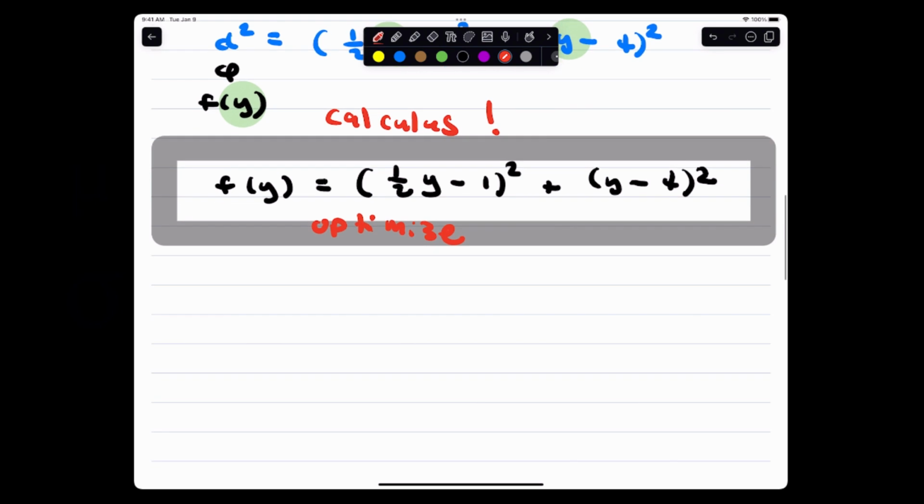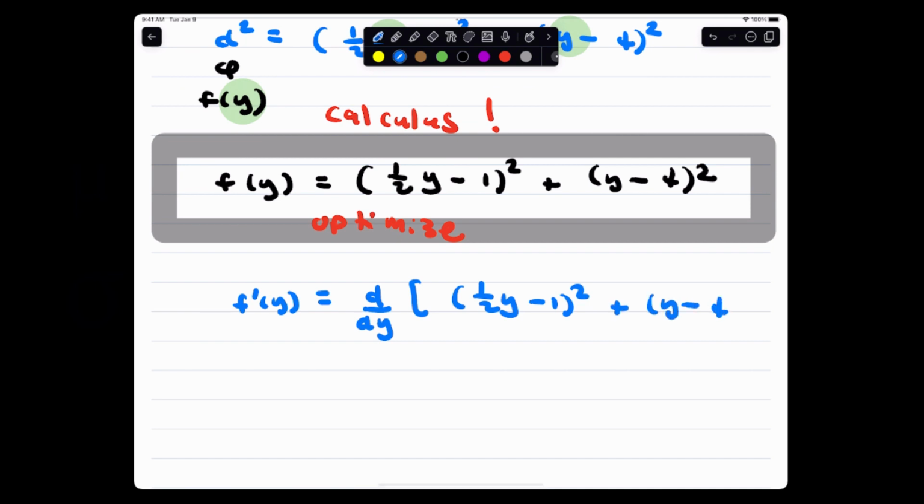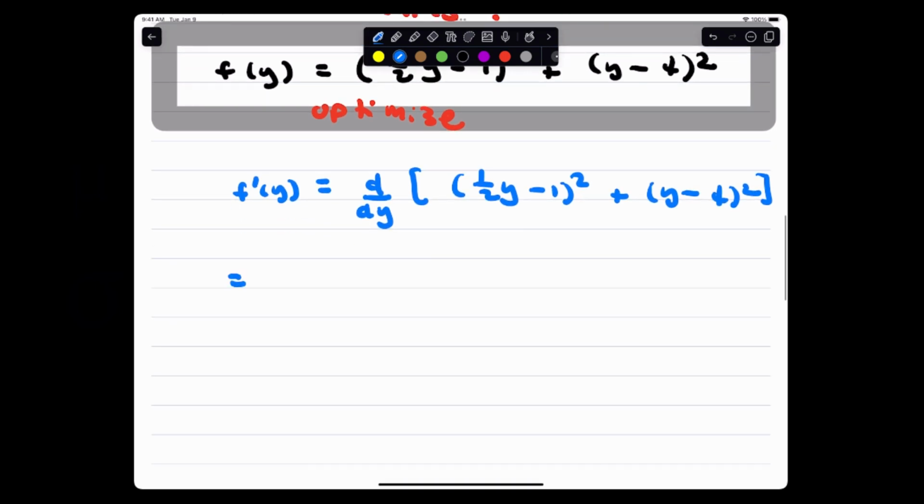Well, let's differentiate. So this is the optimization part. So f prime of y is going to be what? You're going to differentiate with respect to y, because that's the variable. You got 1/2 y squared minus 1 squared plus y minus 4 squared. So you're going to have to use some derivative skills. What do I mean by derivative skills? Anybody know? What am I really talking about? Yes, derivative of a sum is sum of derivatives.